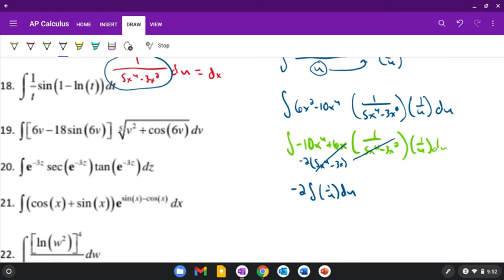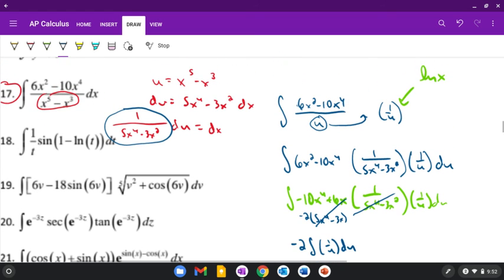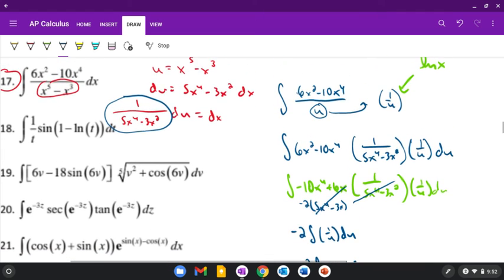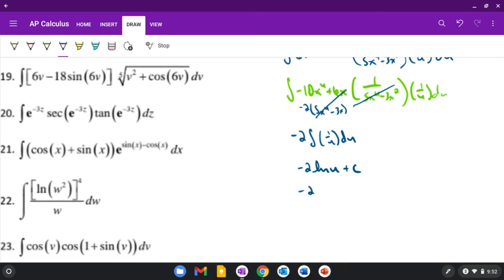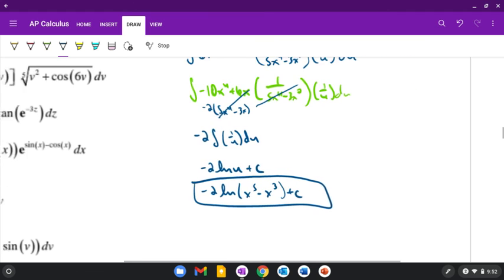And like I said, whenever you see that 1 over x or 1 over u, think natural log. So negative 2 ln of u plus c. We then replace the u with what u was, x to the 5th minus x to the 3rd. So negative 2 natural log of x to the 5th minus x to the 3rd plus c. That'll be our answer.